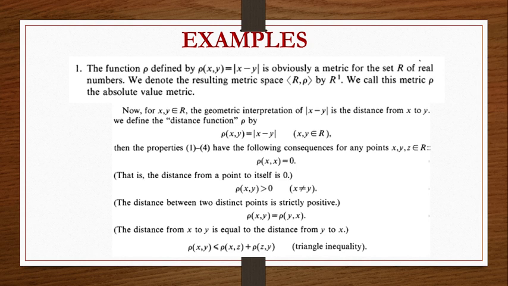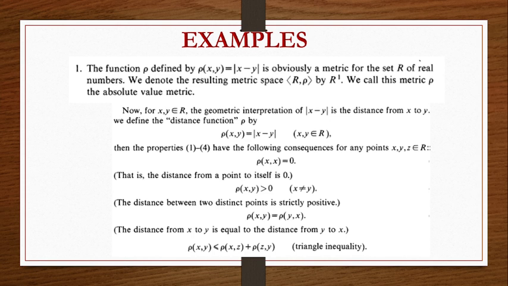If 2 points x and y are the same, that means x is equal to y, we get the metric value equal to 0: modulus of x minus x is equal to 0. That is, the distance from a point to itself is 0, and the distance between x and y is greater than 0 if these 2 points x and y are unequal, that means x is not equal to y. The distance between two distinct points is strictly positive. And the next axiom is rho of x comma y, the distance from x to y, is always equal to the distance from y to x.